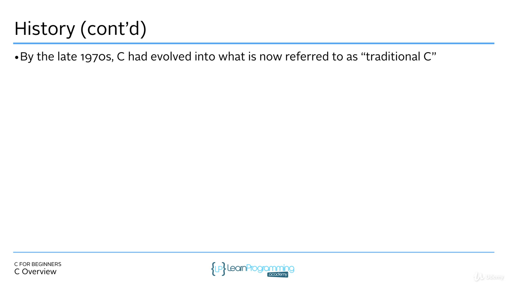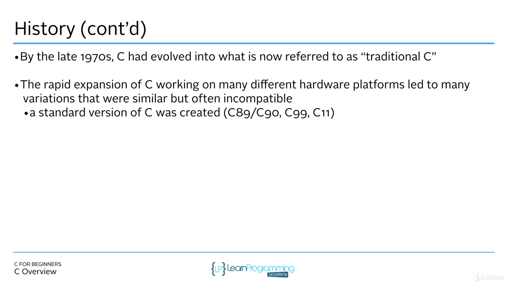So by the late 1970s, C had evolved into what is now referred to as traditional C. This is what you're going to see in this class, traditional C. The rapid expansion of C working on many different hardware platforms led to many variations. So I want to talk a little bit about the different variations of C. And what this really means is there are different standards.